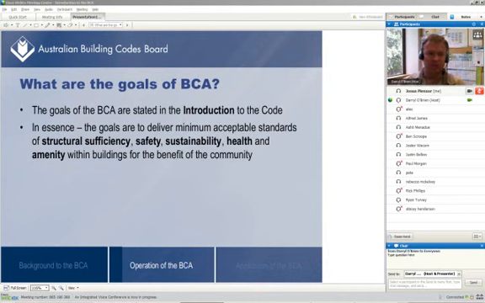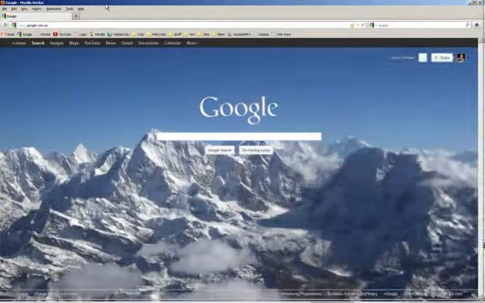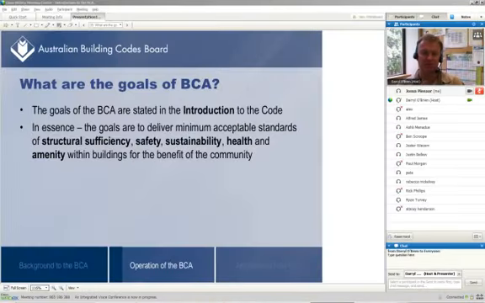So the goals of the BCA, the goals are stated in the introduction. In essence, the goals are to deliver minimum acceptable standards of structural sufficiency or structural adequacy, safety, sustainability, health and amenity within buildings for the benefit of the community. Hence we talk from class 1A dwellings right the way up to aged care facilities and everything in between. So that's what the BCA looks for.